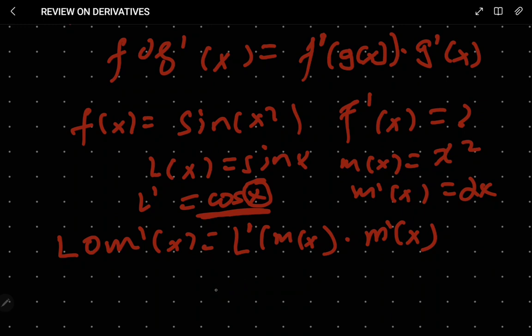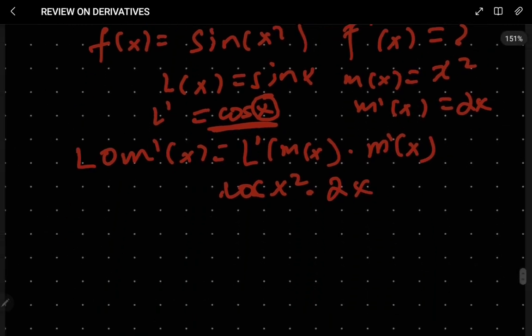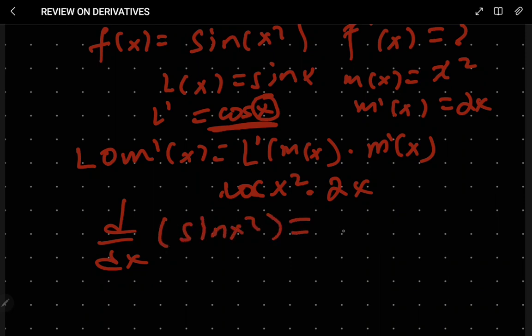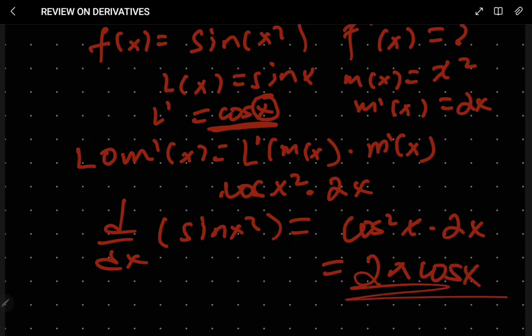Instead of L, I'm using cos x squared times the derivative of x squared, which is 2x. So the derivative d/dx of sine x squared is equal to cos x squared times 2x, or you can call it 2x cos x squared, is the derivative.